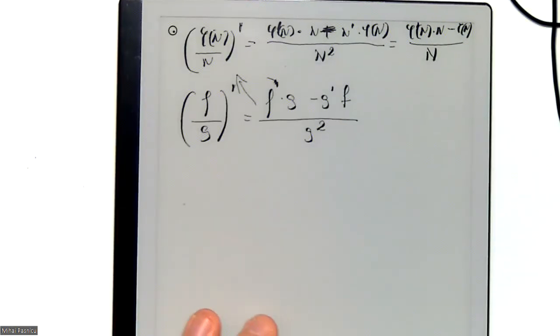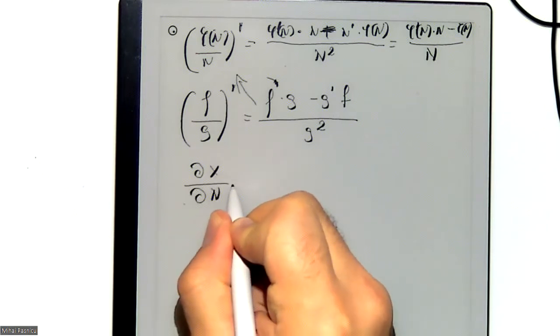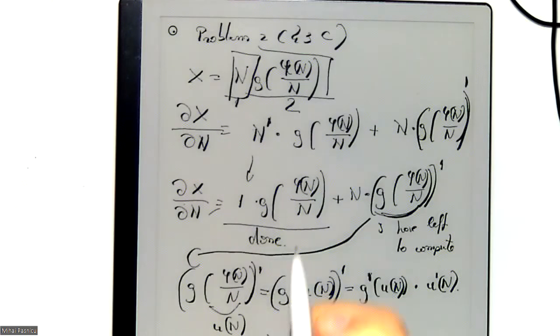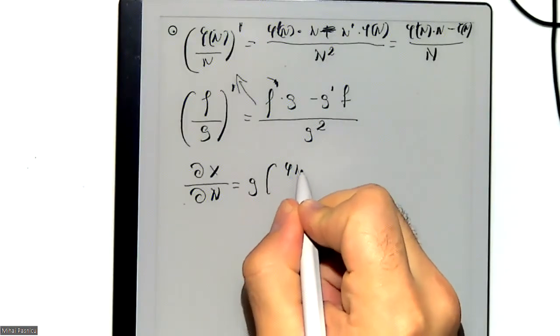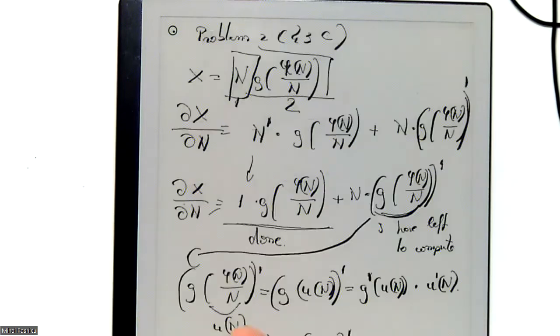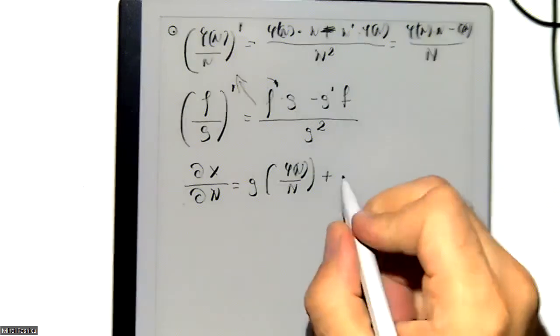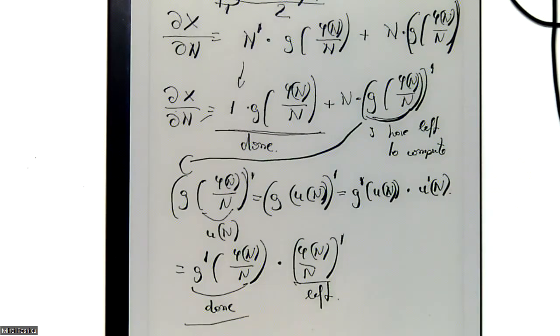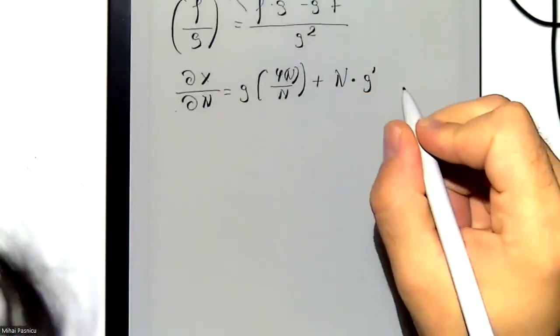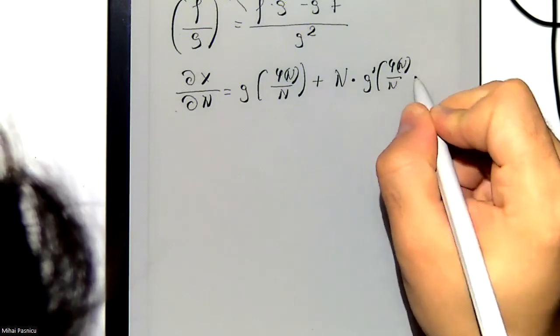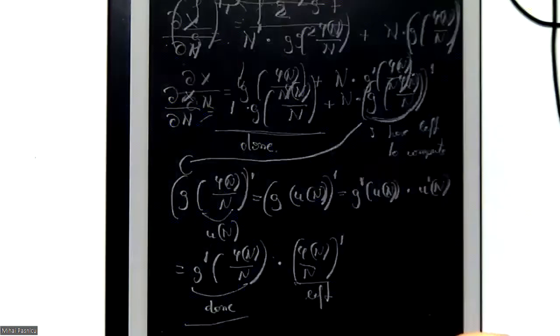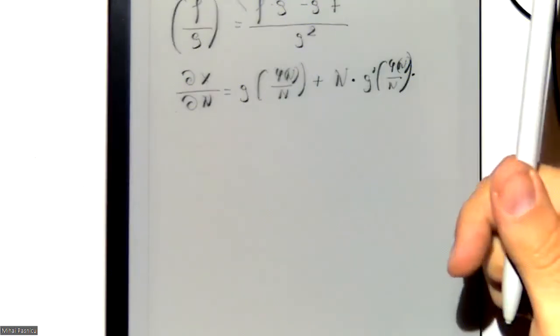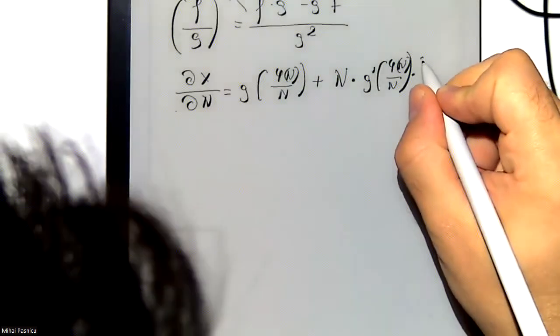So I'm on different pages, but you guys could see on your notebook, dx dn is going to be, let's copy from the back, g of phi of n over n plus, what do I have? I have an n times this thing over here, multiplied by this thing over here, g prime of phi of n over n times this derivative, which I just computed right here. So there's an n squared, by the way. g prime of n.